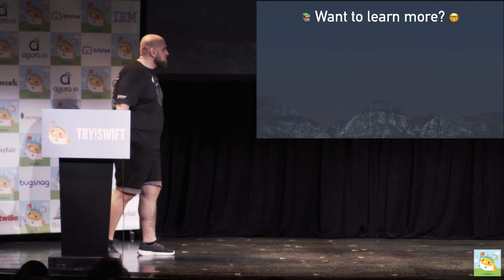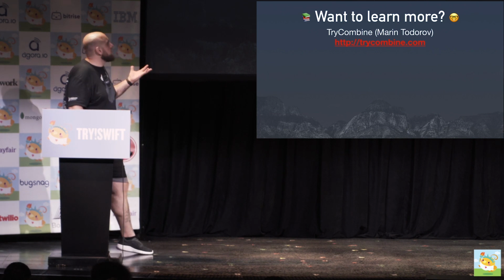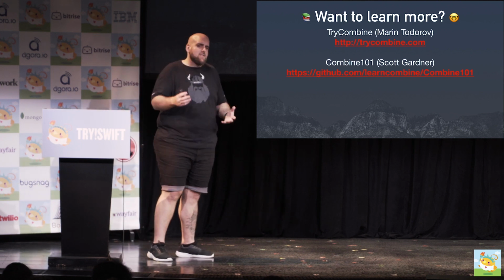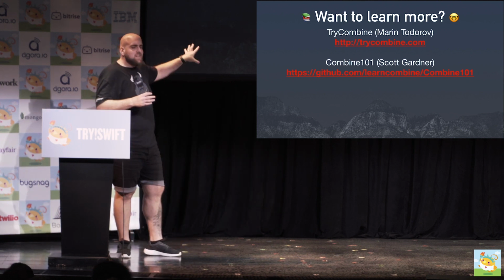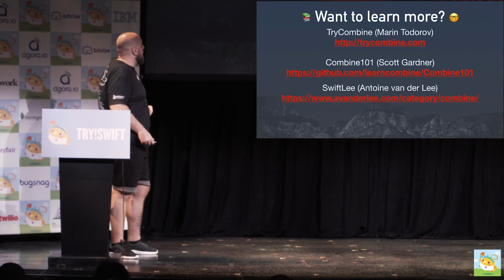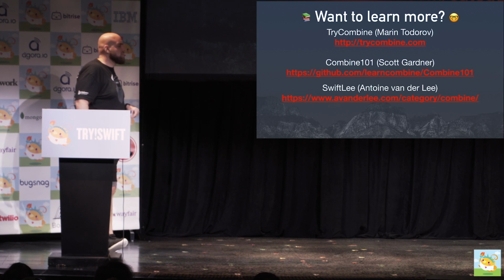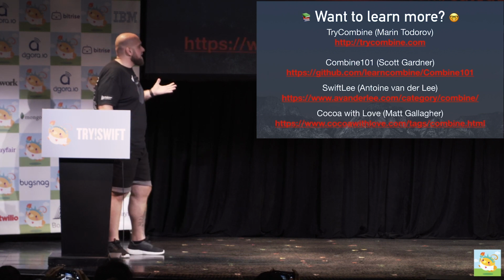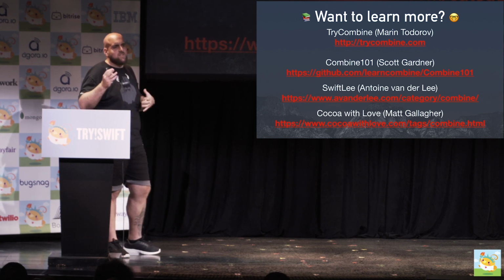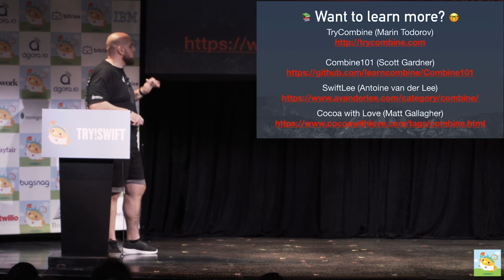If you want to learn more, a couple of good resources I want to share with you. First of all, there's Try Combine by Marin Todorov, a very nice blog, really recommend it. There's also Combine 101 by Scott Gardner that has a GitHub page with really much of the things that I taught you here laid out in textual form and a bit easier to follow for some people. Antoine van der Lee has SwiftLee. He has a whole category about Combine that you should read, very interesting posts. And Cocoa with Love by Matt Gallagher. This is one of my favorites because he kind of tackles Combine from very interesting angles that people usually don't necessarily try. I'm going to send you all these links later. No worries. You're going to get them with the slides.